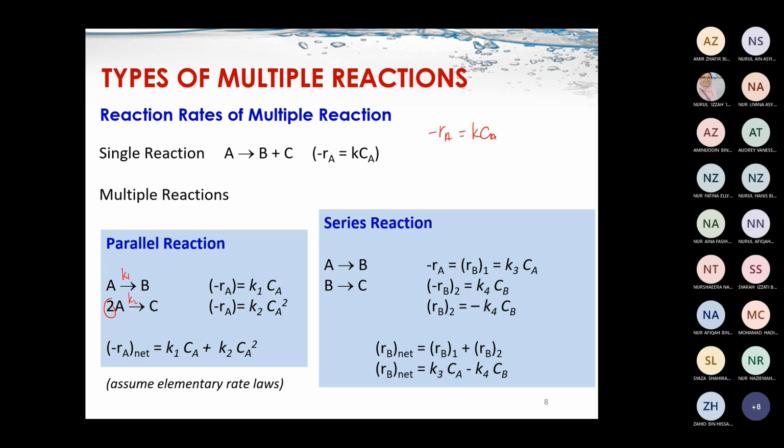Alright, so bila parallel, you have to gabungkan dia, combinekan dia. You need to plus it, sebab K1 dengan K2 ni adalah berkaitan dengan A. So dia kena bercampurkan lah, combinekan dia. So we have a K1Ca plus with the K2Ca2. Okay, so this assume elementary rate law. Alright, then we have A to B and then B to C.